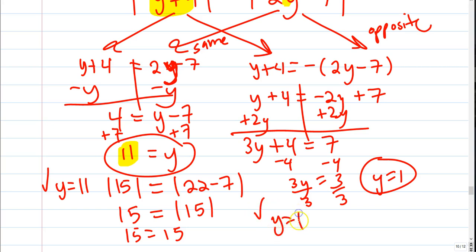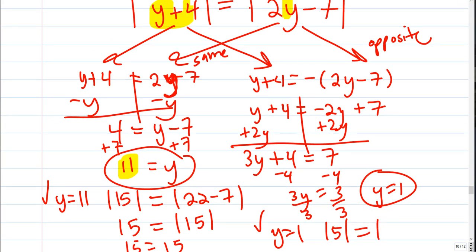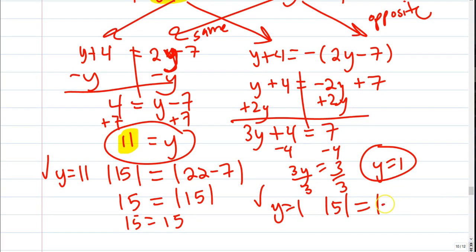Check y equals 1. Absolute value of, what was it, y plus 4. So absolute value of 5 is equal to the absolute value of 2 times 1 is 2 minus 7. That's negative 5. A lot of people will go, oh, see, doesn't work. Well, finish it out. Absolute value of 5 is 5. The absolute value of negative 5 is 5. Both of these answers work this time. Okay? It is rare, but it can happen where you end up with an extraneous solution. So I would just encourage you that on these to check your solution.